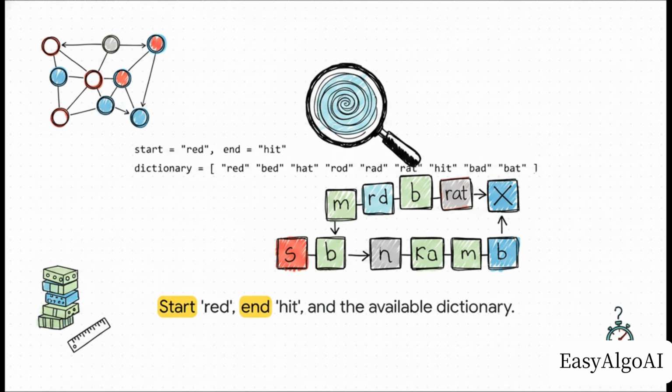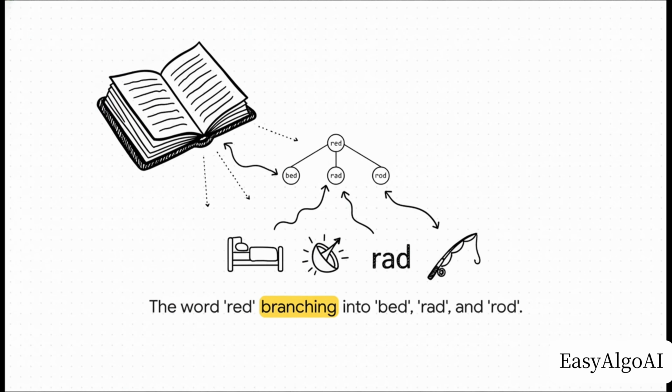We're given a start word, red, an end word, hit, and an array of valid dictionary words. Now, the constraints here are tight but super clear. All the words are the exact same length, they only contain lowercase English letters, and there are absolutely no duplicates in our dictionary. And hey, if we can't find a valid sequence under these strict constraints, we just return a length of 0.